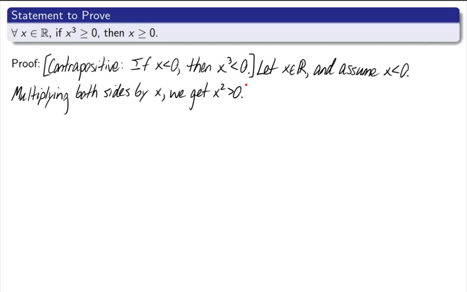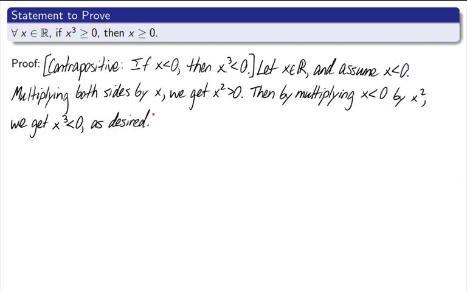Multiplying both sides by x, we get x squared is greater than 0. Notice that I multiplied by x, which was a negative number, and that's why I flipped my sign. So now that we have that x squared is greater than 0, I can multiply by x squared to get x cubed. Then, by multiplying x less than 0 by x squared, we get x cubed is less than 0 as desired.